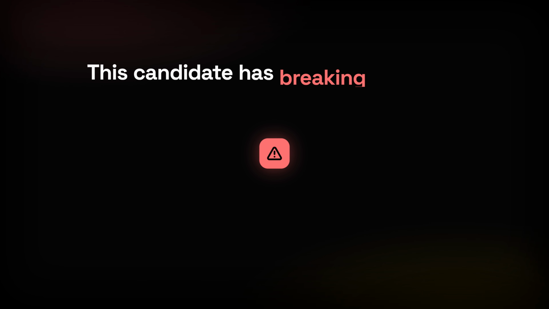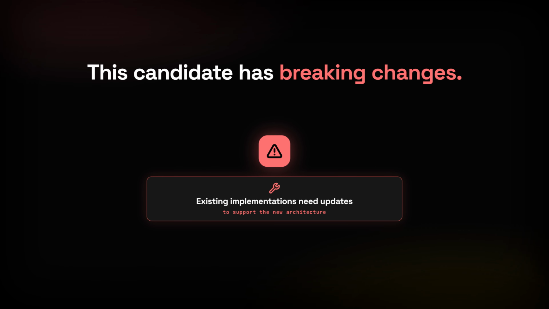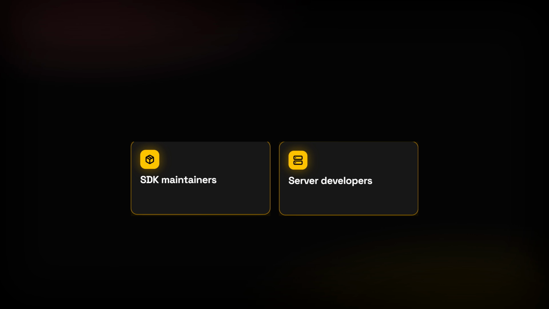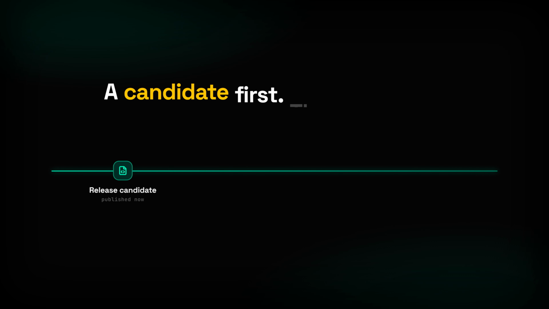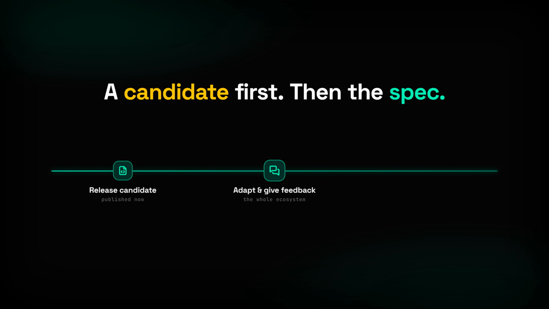Now it's important to mention that this isn't just a feature update. This release candidate includes breaking changes. Existing MCP implementations will need updates to support the new architecture. SDK maintainers, server developers, and client applications all have migration work ahead of them. That's exactly why the team published a release candidate before the final specification, to give the ecosystem enough time to adapt and provide feedback before everything becomes official.